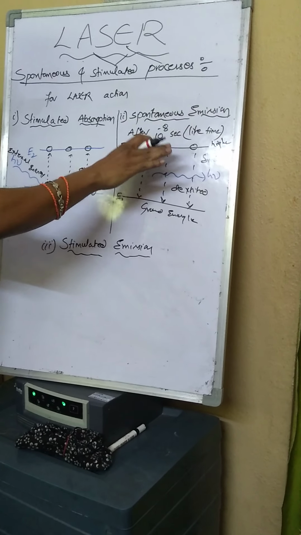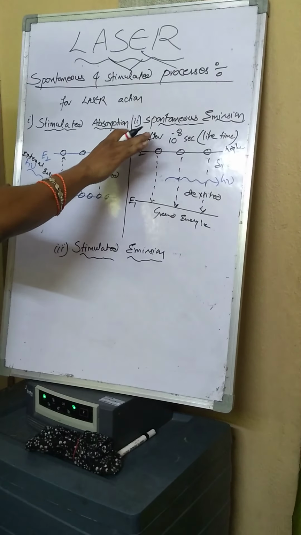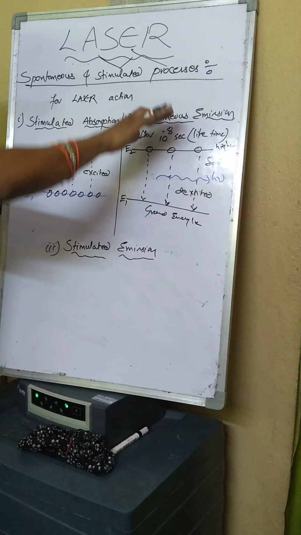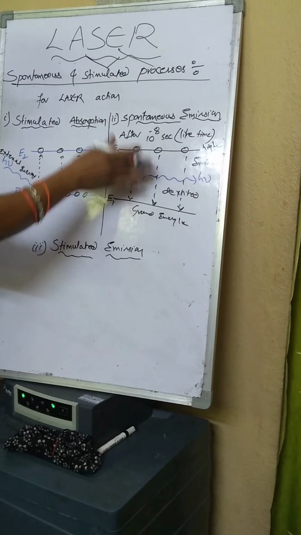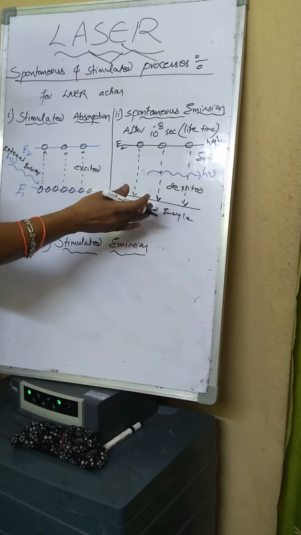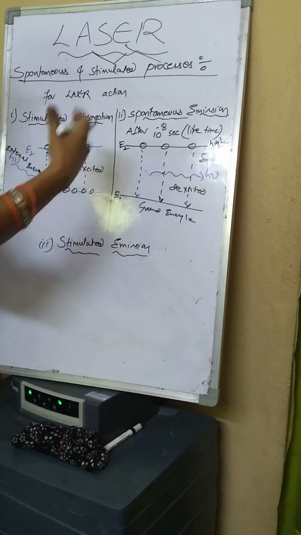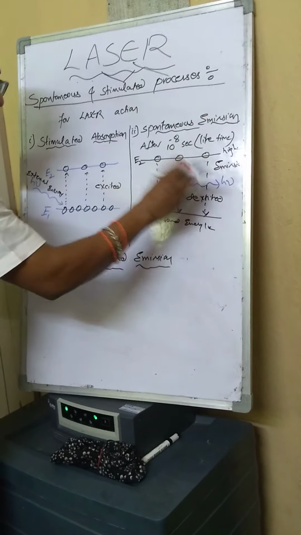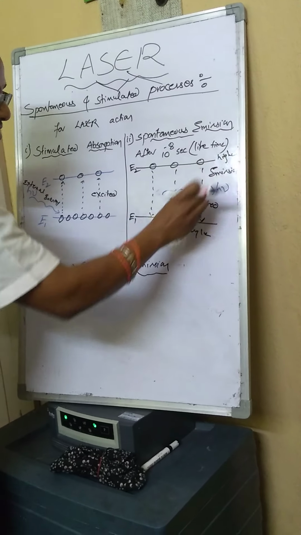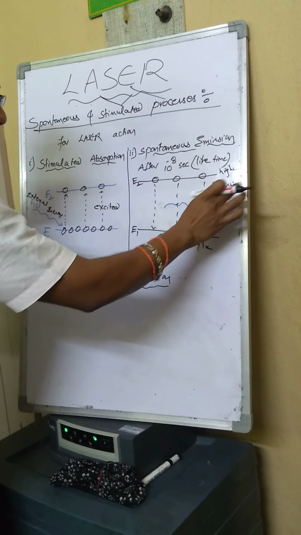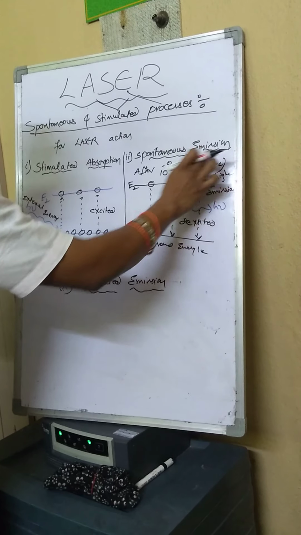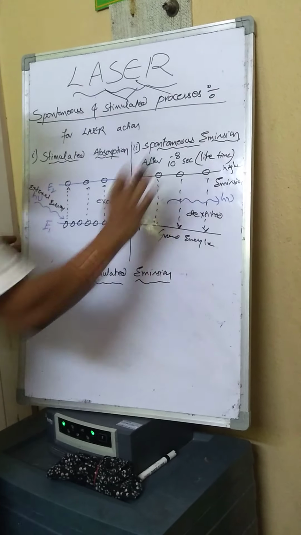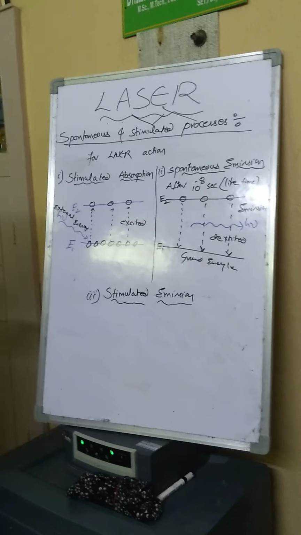So 10 power minus 8 second, nobody will be influencing these atoms. They automatically jump to the ground energy level. As this process is done by itself, therefore it is known as spontaneous emission. By de-exciting, it is giving some extra energy and it is emitting energy, therefore this is known as emission, and as it is occurring naturally, therefore it is known as spontaneous emission.